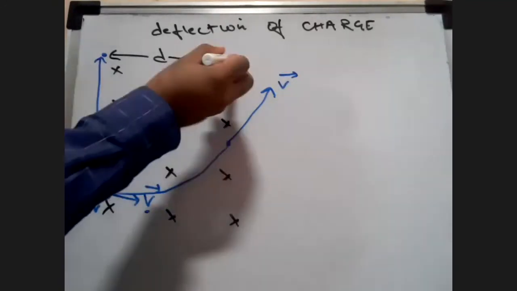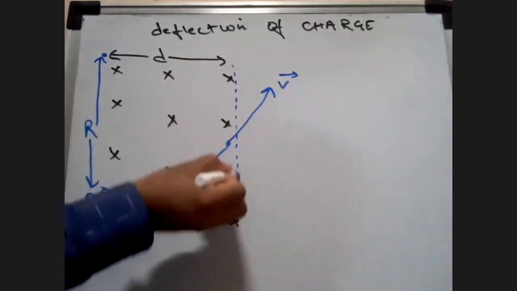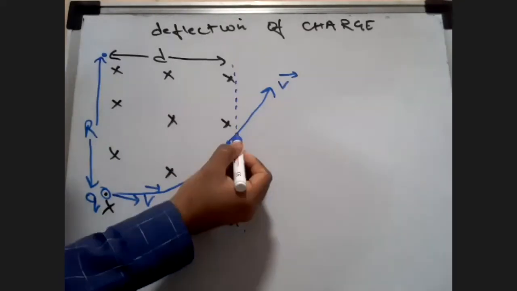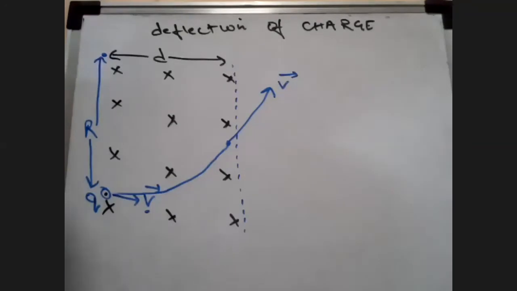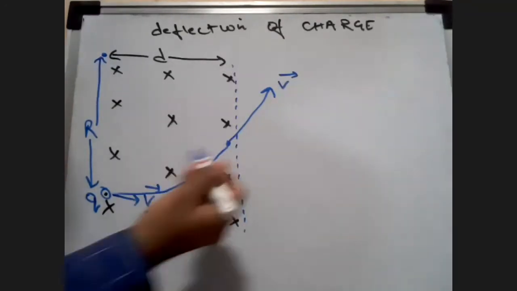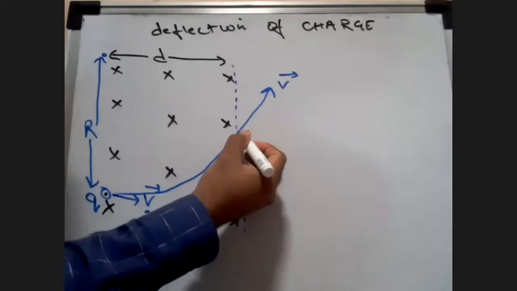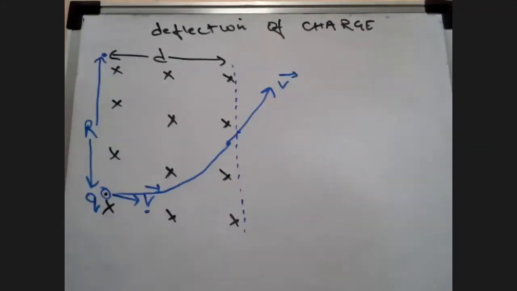My magnetic field is restricted only till this direction. That means at this point, it is not having any force towards the center of the path. At this point, there is no radius of curvature here. It escapes.